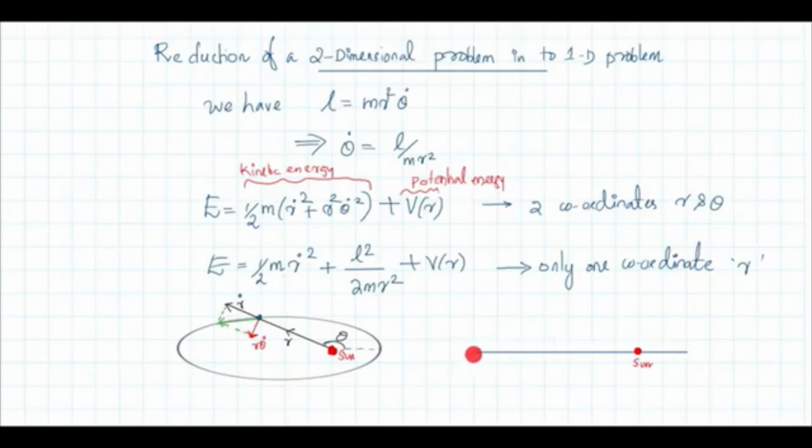This is the maximum distance, and then go to this distance. This is the minimum distance from the Sun. Okay, so this is the reduction of a two-dimensional problem into a one-dimensional problem. I hope it is clear.